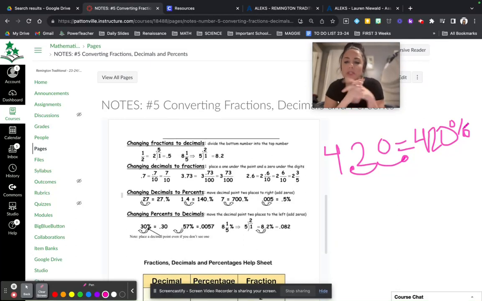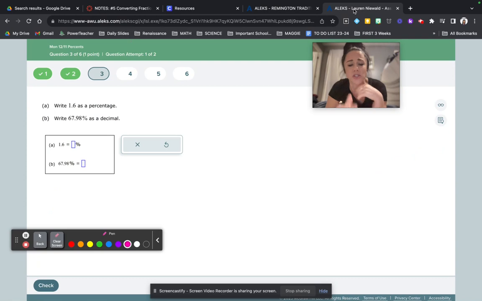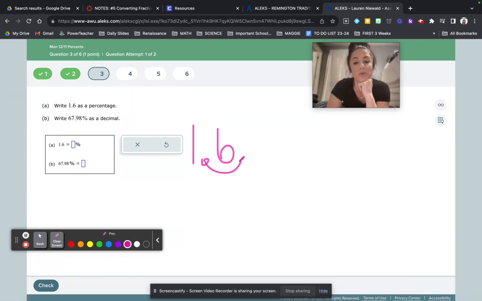So 420%, you're just moving it twice to the right, twice to the right, twice to the right, because you're multiplying by 100 every single time. Okay. So let's go back to our example. We are taking 1 and 6/10 and writing it as a percent. So we need to multiply it by 100, which means move it twice to the right. So I'm going to have my decimal point here instead, and I am going to fill my basket with a 0. Okay, that's my cheat way.